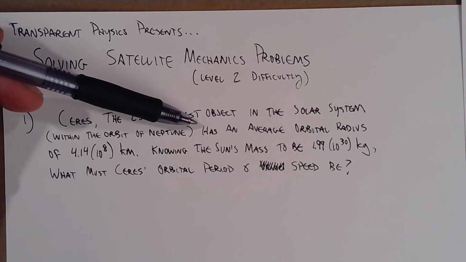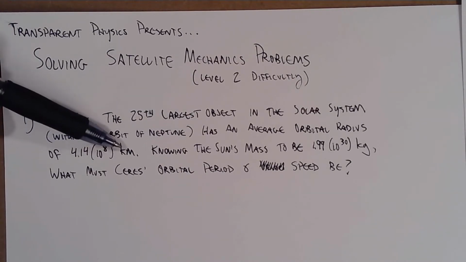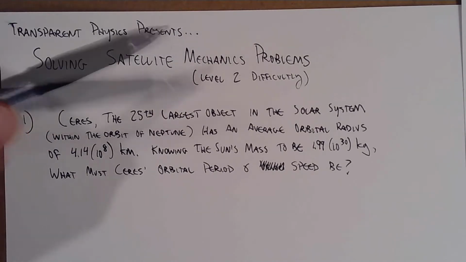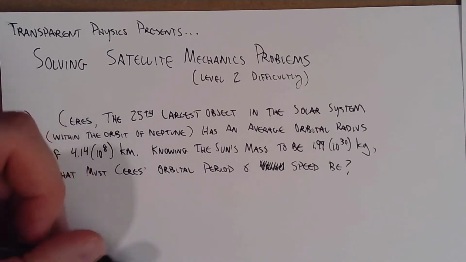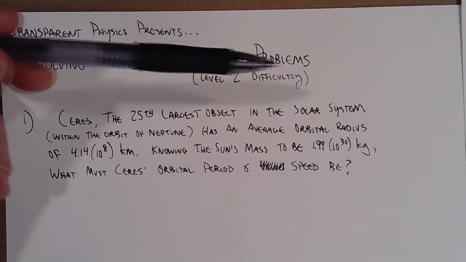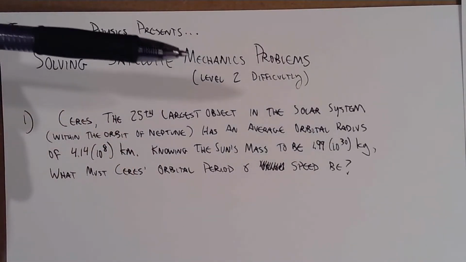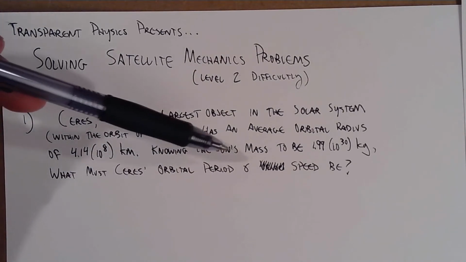And so Ceres has an average orbital radius of 4.14 × 10^8 kilometers. Now this is its orbital radius, not its individual radius. There is the radius of the object itself, and then there's the radius of the object's orbit. Be careful you don't get those two flipped. They're both going to be the same units, easy to do. Just make sure you're aware of what piece of information you're being given. Knowing the sun's mass to be 1.99 × 10^30 kilograms, that's a big value, what must Ceres' orbital period and speed be?